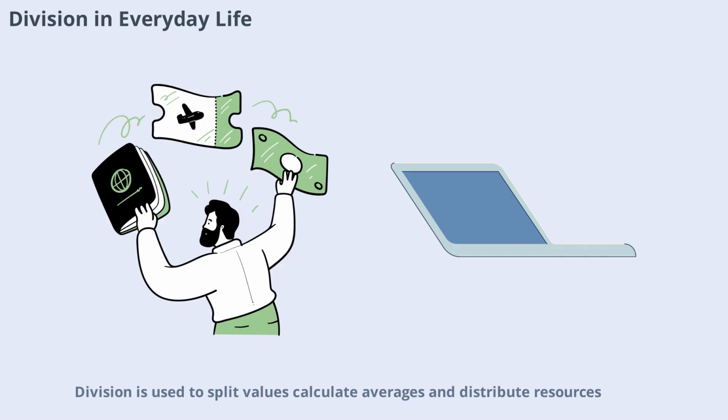Division is used to split values, calculate averages, and distribute resources. For example, dividing a bill among friends or finding the average score in a test. In JavaScript, division helps you solve these problems quickly and accurately.